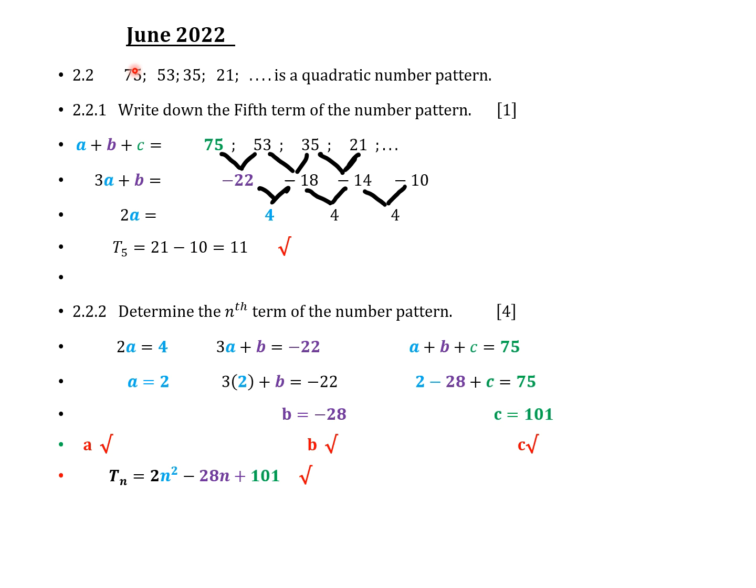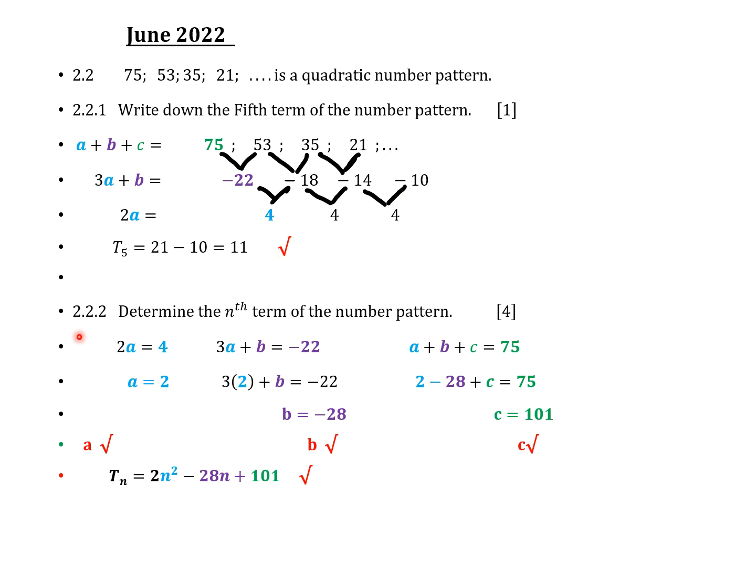So 53 minus 75 gives me negative 22. 35 minus 53, negative 18. 21 minus 35, negative 14. Negative 18 minus negative 22 becomes positive 22 minus 18, which gives me 4. Negative 14 minus negative 18 becomes positive 18 minus 14, which gives me 4. So my constant second difference is 4. So 21 there minus 10 would give me 11. So term 5 would be 11, because negative 14 plus 4 gives me negative 10.